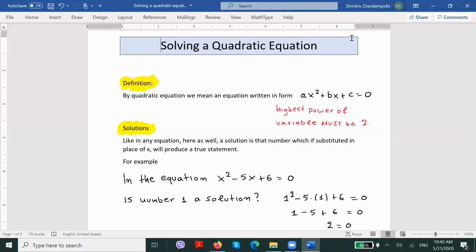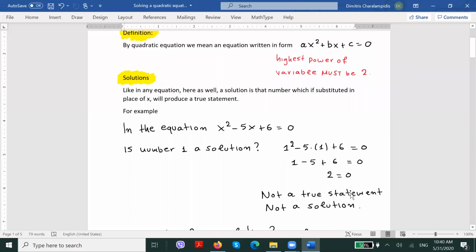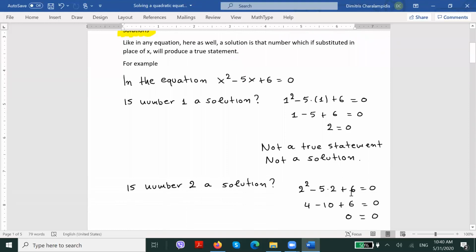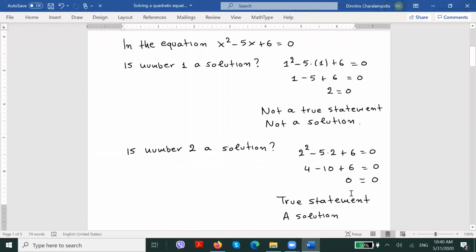Let's do that. 1 squared minus 5 times 1 plus 6 equals 0, which means that 1 minus 5 plus 6 equals 0, which means that 2 equals 0. And of course, we can all understand that that's not a true statement, and therefore, number 1 cannot be a solution to this equation. Is number 2 a solution?